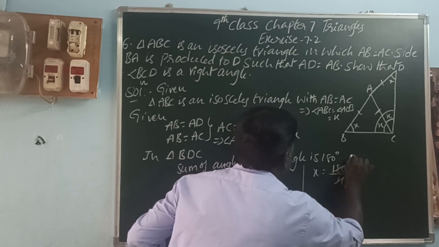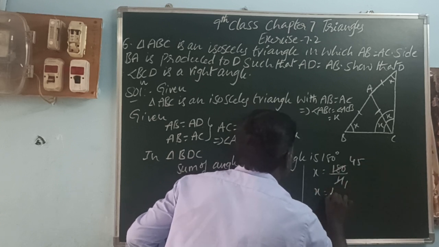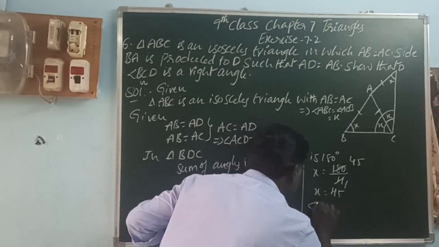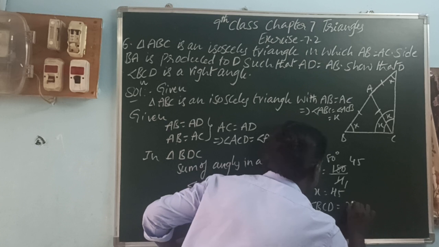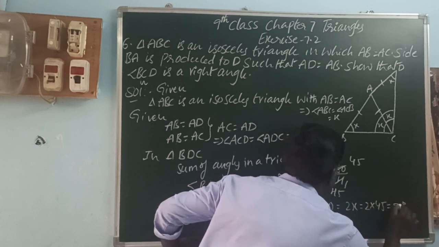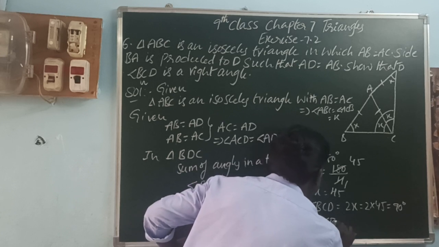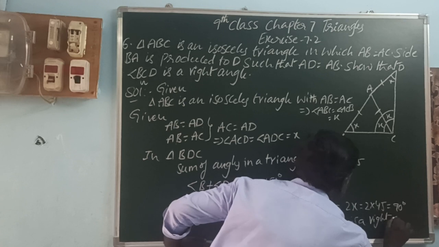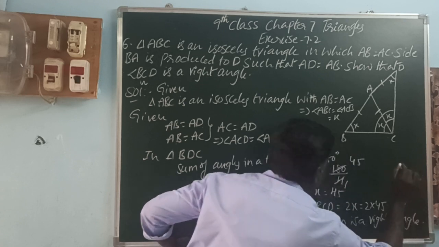So X is equal to 180 by 4. X is equal to how much? 45. So angle BCD is equal to 2X, that is 2 into 45 is equal to how much? 90 degrees. So therefore angle BCD is a right angle.